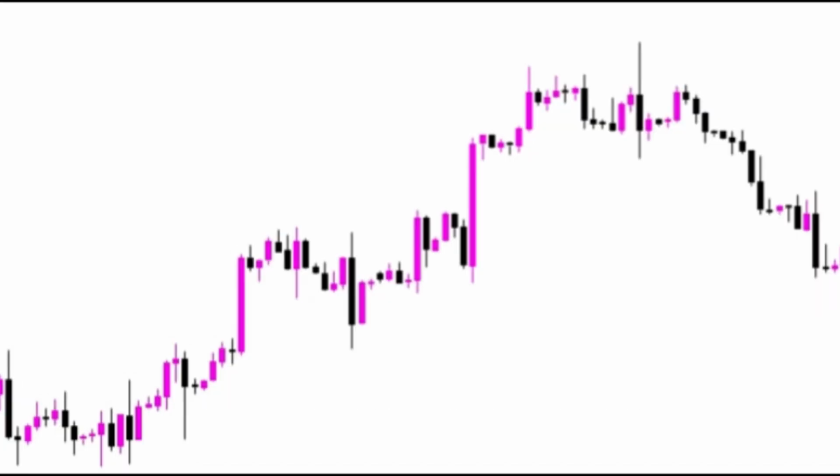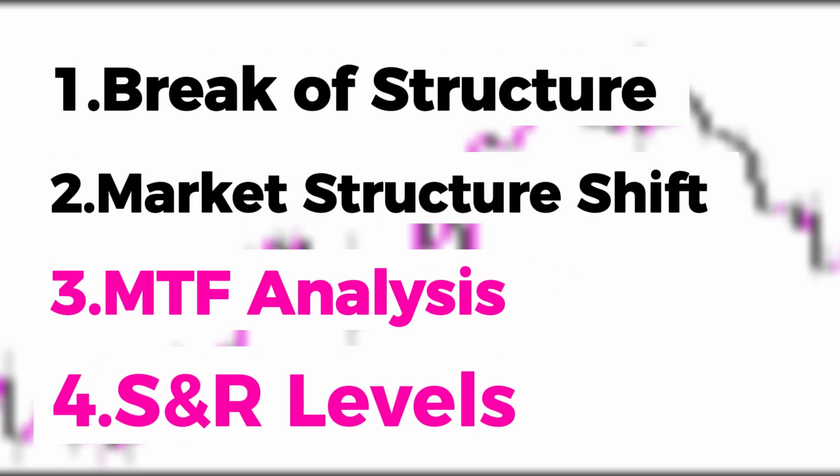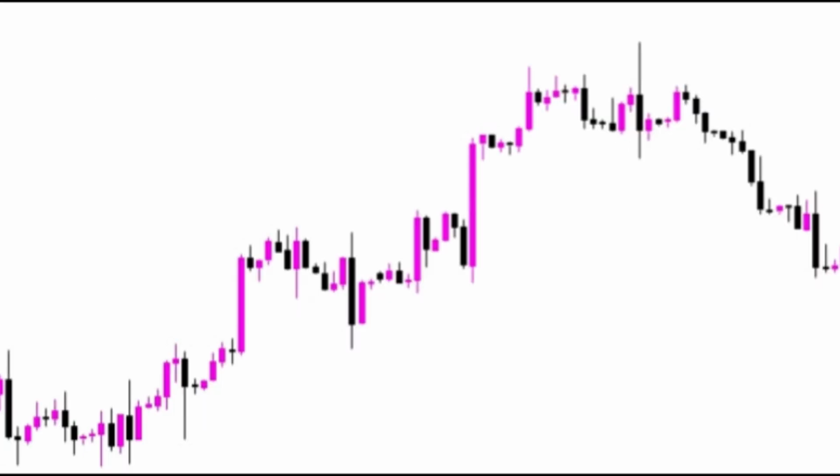Now before we move on into the video, you must know about some of the basics. The basics which you must know are breakout structure, market structure shift, multi-time frame analysis, and support and resistance zones. We would explain these basics in this video in short. And if you want to learn all these basic concepts in detail, then you can check out our old videos where we have explained these concepts in detail.